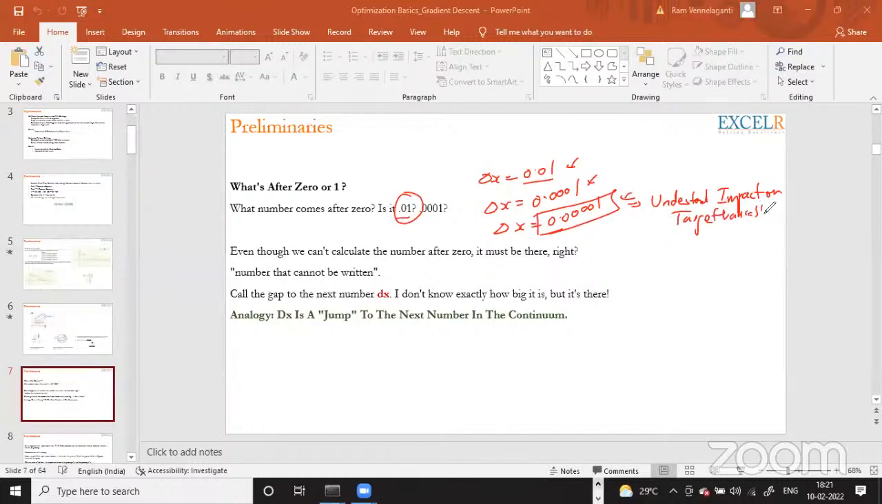I want to study what is the impact on my y. That is my focus. That is what I want to do. So even though that small change can be very, very small for us, I still want to find out how it is going to impact my target variable y.